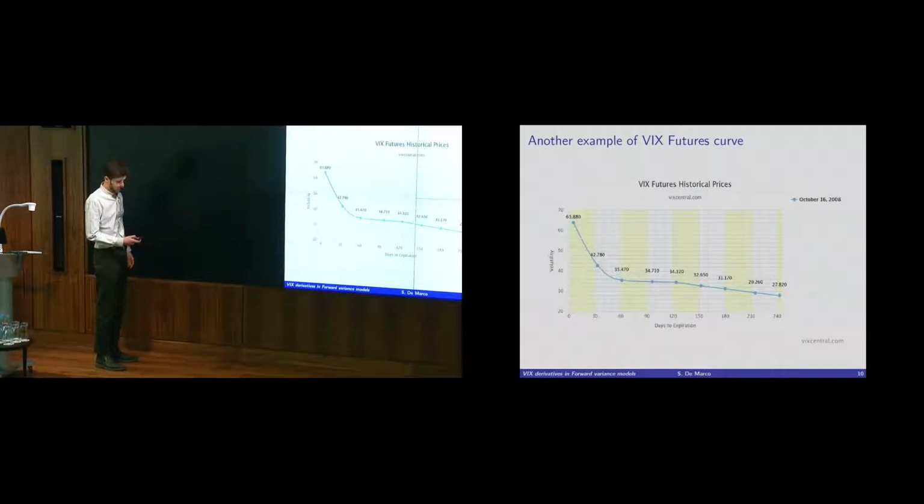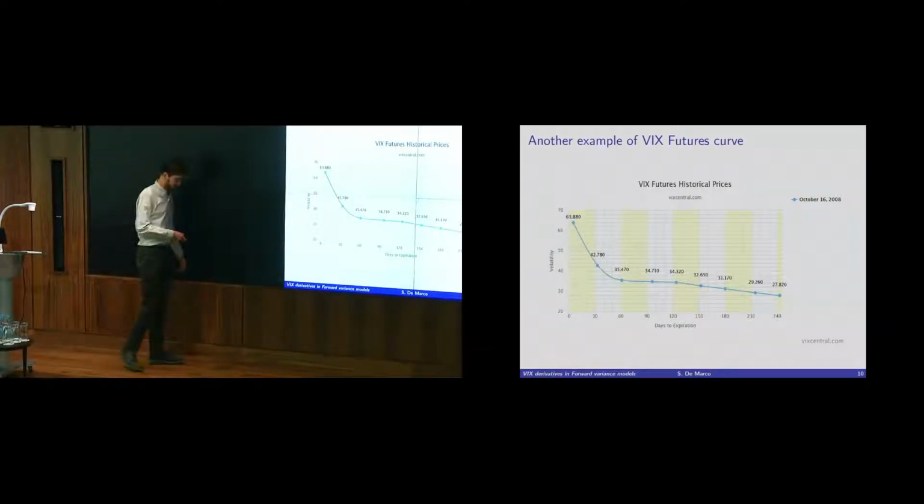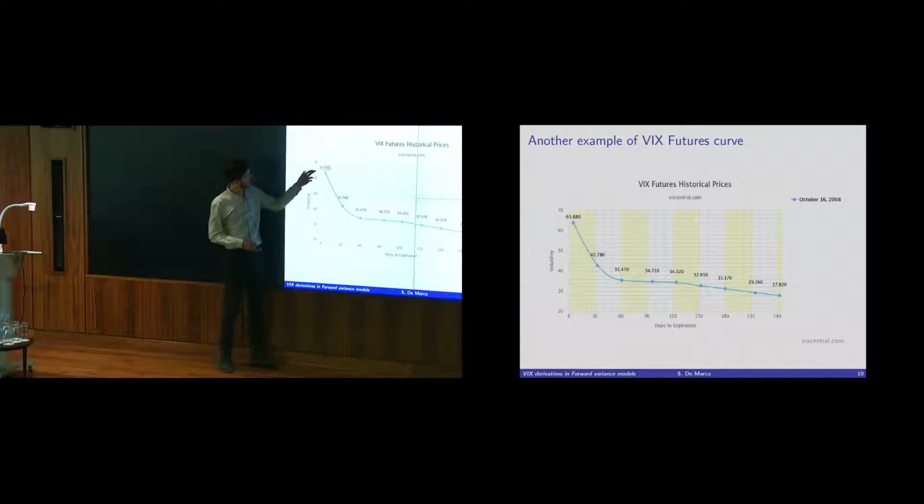It doesn't always have this shape. It can have a completely opposite shape. This is in the famous period of October 2008, just after the Lehman bankruptcy and crisis. The implied volatility of the SP500 was super high, around a level that is not showing in this graph, unfortunately. And the future curve is like that.